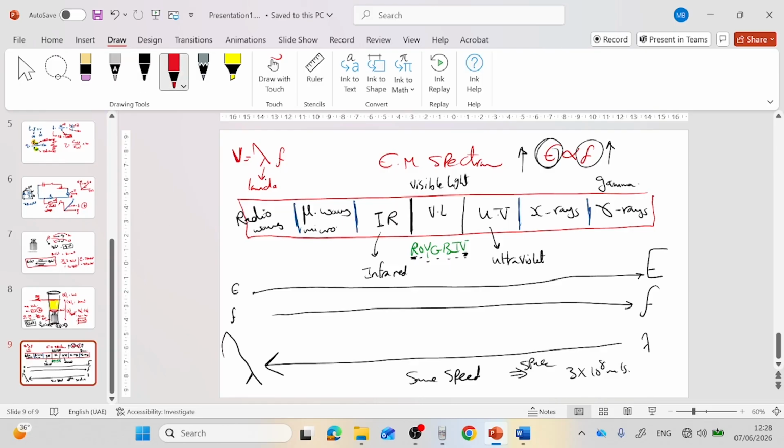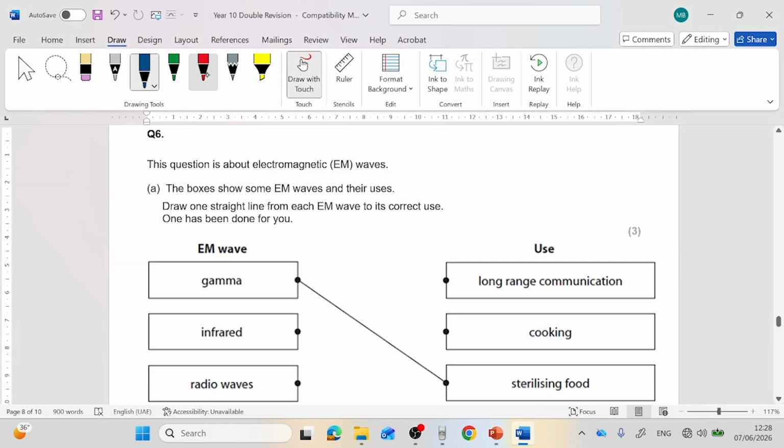Okay. So what is the wave which has the longest wavelength? Radio waves. What is the color which has the longest wavelength? Red. What is the wave which has the shortest wavelength? Gamma rays. What is the color which has the shortest wavelength? Violet, and so on. So let's try to answer these questions.